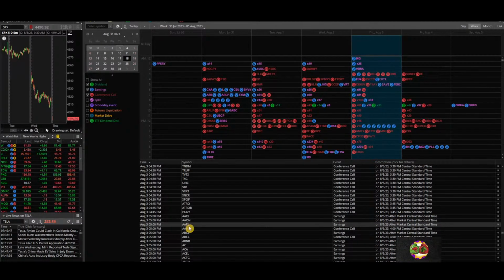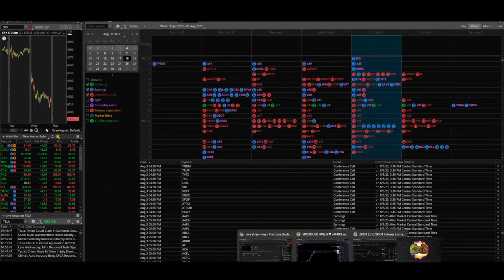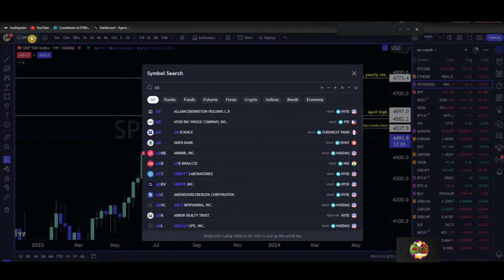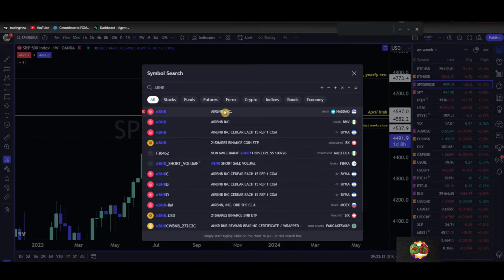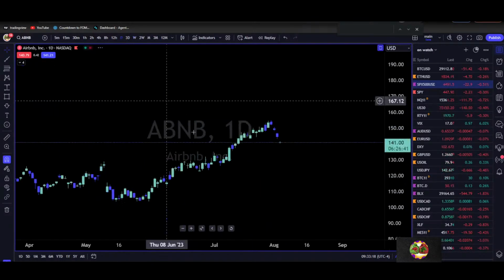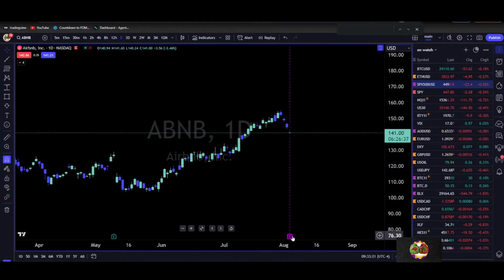Oh, Apple. Apple's the big one today that everybody's looking for. ABNB. Let's go look at ABNB on the chart. Let's go look at it. ABNB, Airbnb. That looks rough on the week, man. But it's in an uptrend, and it's had a very significant pullback.